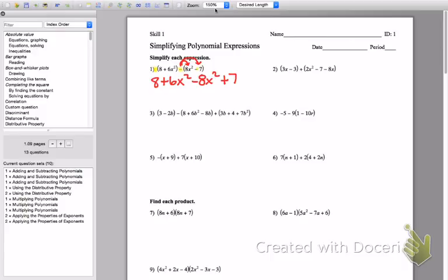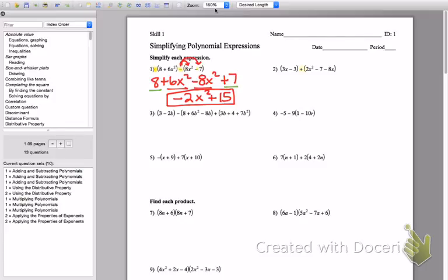Then we just go ahead and combine like terms. The x squares can go together because they both have an x and a square. 6 minus 8 is going to give us negative 2x squared. And the 8 and the 7 combined, they're both positive, so that's going to give us a 15. So my final answer is negative 2x squared plus 15. Let's go ahead and look at number 2. Let's go ahead and try this one.